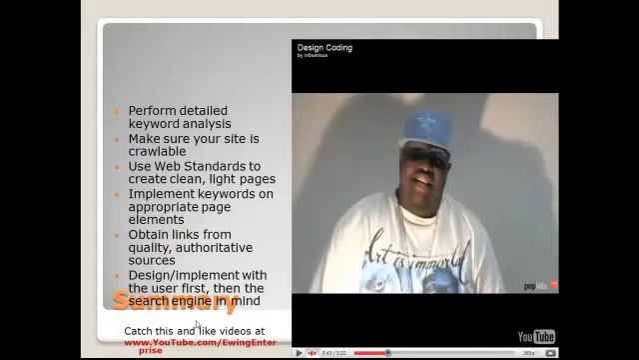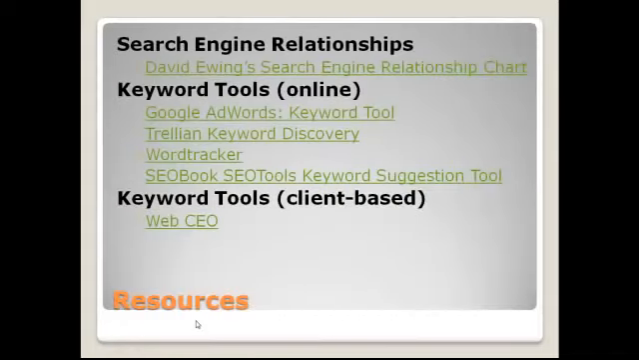And this search engine relationships chart you saw, you can go to ewingenterprise.com, and we have that search engine relationship chart. Some of the keyword tools: Google AdWords, the Trillion Word Tracker, Web SEO is a great client-based keyword tool. If you go to Ewing Enterprise, not only can we do a lot of this for you, but we have some free tools as well, and we'll be making that available to the public.